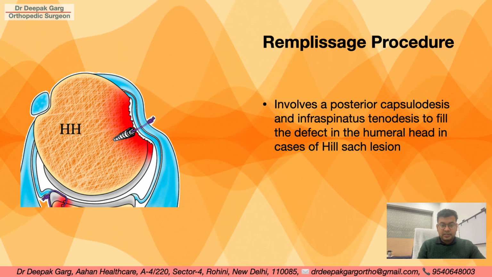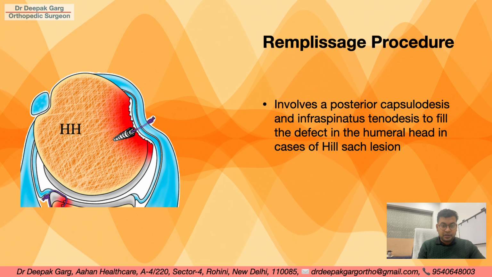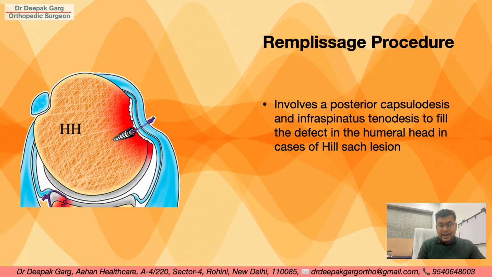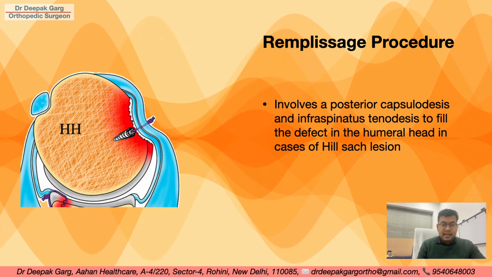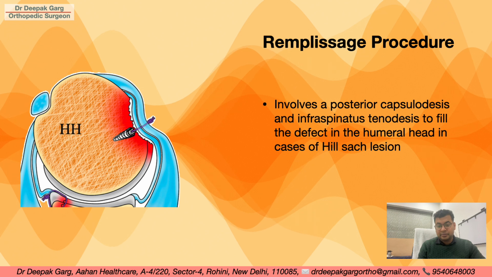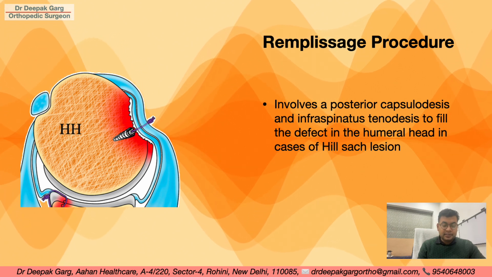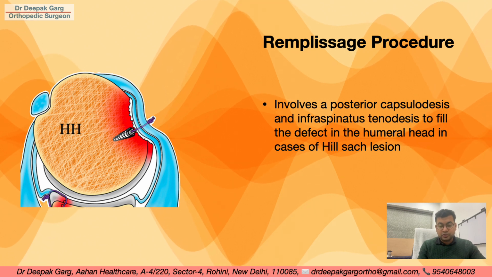Similarly, if we talk about the Remplissage procedure, this involves a posterior capsulodesis and infraspinatus tenodesis to fill the defect in the humeral head. We usually do this in cases of a Hill-Sachs lesion, 20% or 25% of the lesion, so that the Hill-Sachs lesion is filled and it will reduce the chances of redislocation.